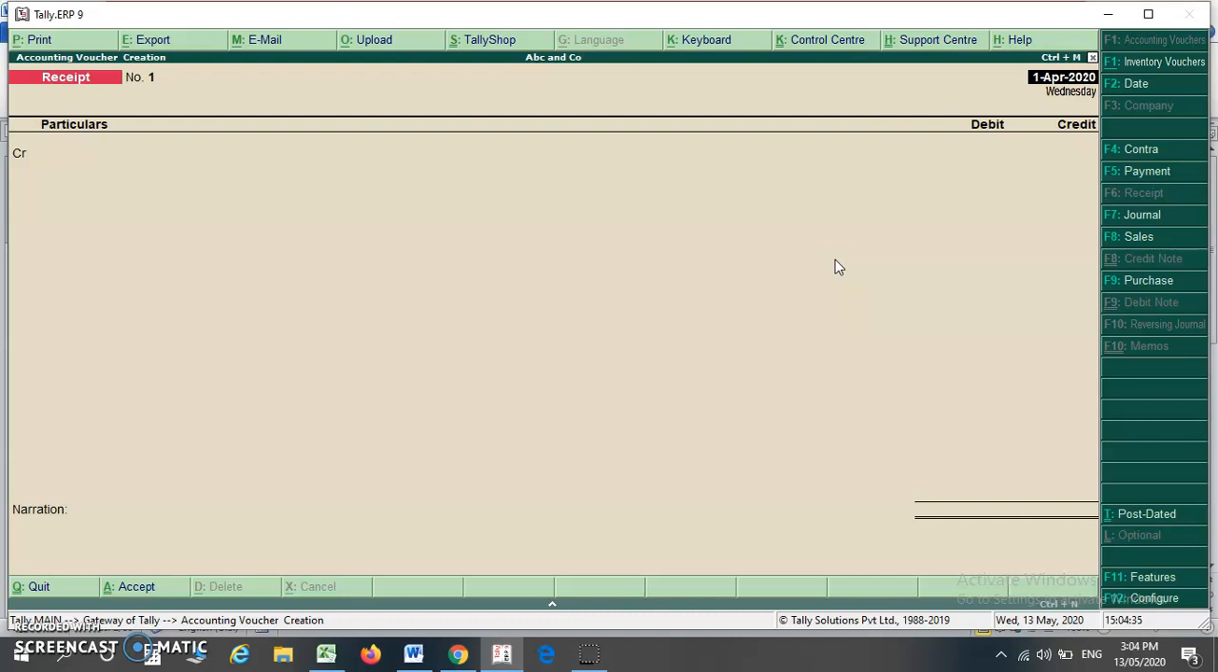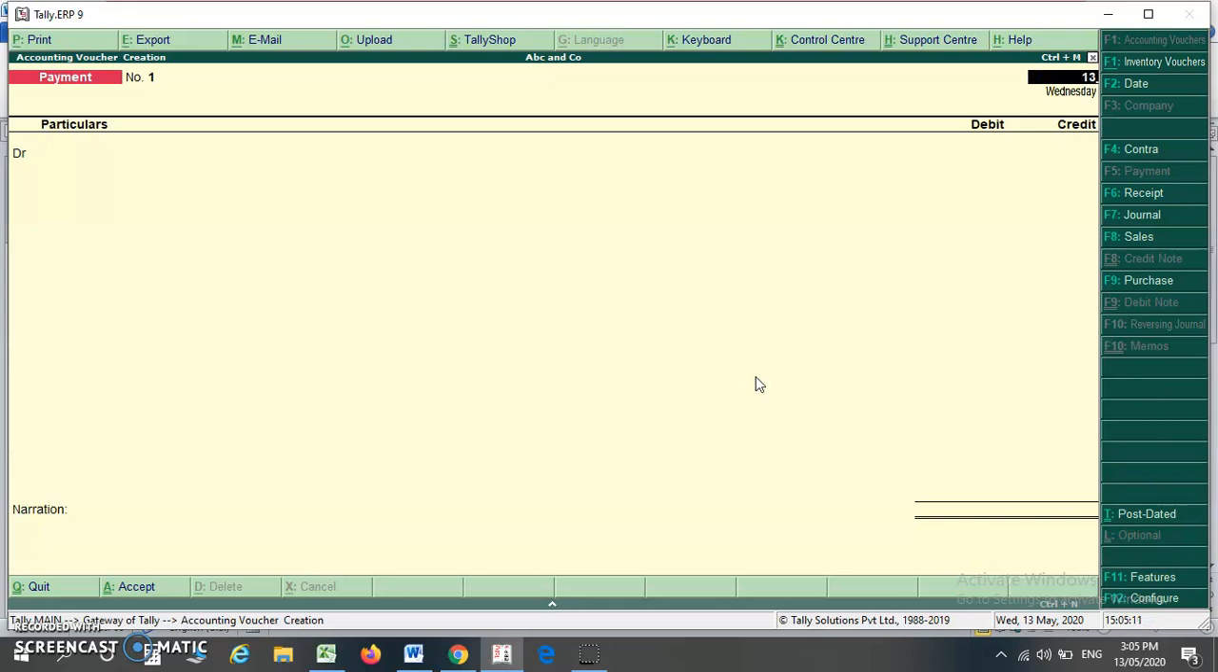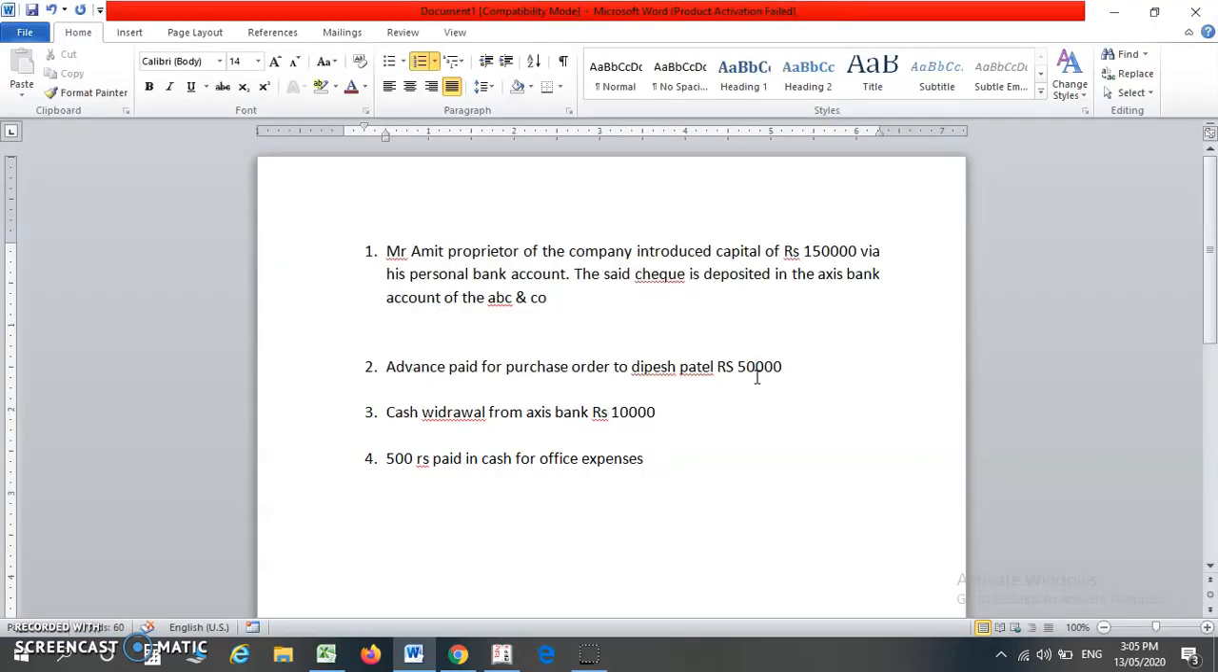Now suppose you want to make a payment entry, then you have to select F5 payment from the right hand side, or you can press F5 on your keyboard and you will find the accounting voucher creation for payment. Just enter a payment entry for advance paid for a purchase order to Dipesh Patel, rupees 50,000. So what is the entry for such payment? Dipesh Patel account is debited to the cash or bank account. Suppose the payment is made to Dipesh Patel via Axis Bank, then what is the entry?